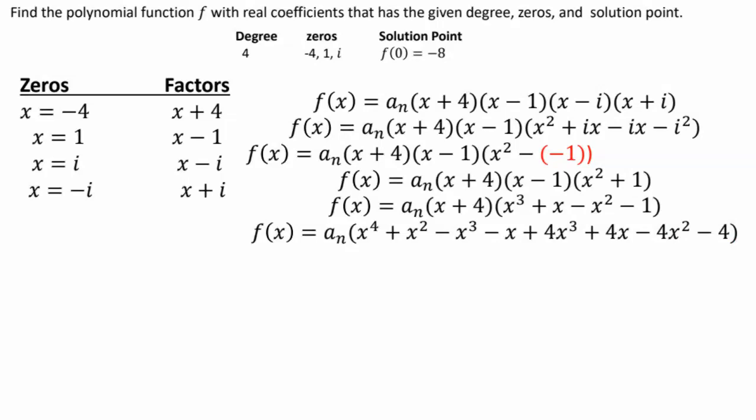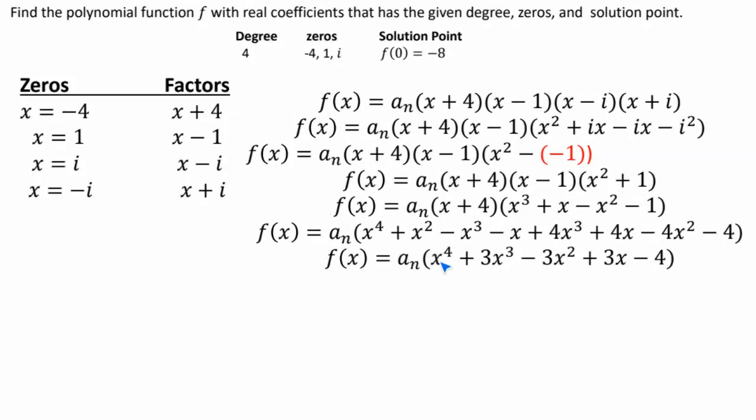Gather any like terms. So I get x to the 4th. I have an x squared here and a -4x squared. And is that it? And so this should be a negative, oh, the x cubed first, okay. So -x cubed and 4x cubed is +3x cubed. And then x squared and -4x squared is -3x squared. And then we have a negative x and a 4x is a +3x. And then our -4.